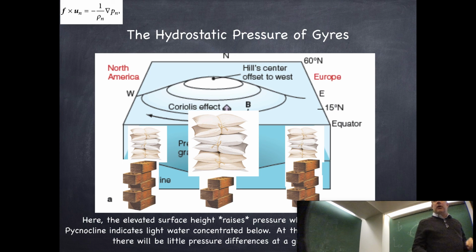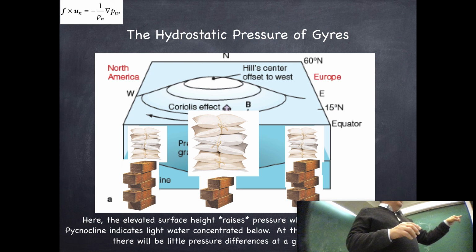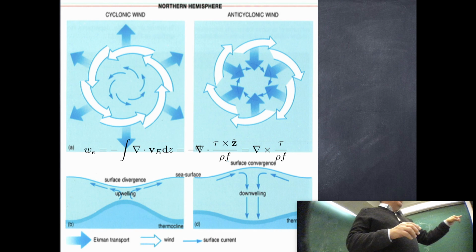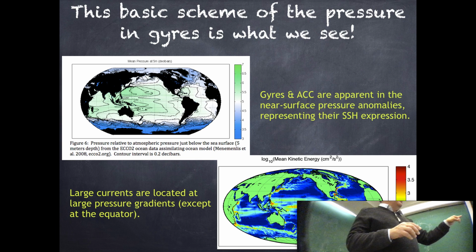This happens in the gyres in the ocean, where you have tall stacks of pillows, places where the water above the thermocline is thick, and short stacks of pillows where the water above the thermocline is shallow, and then different heights of stacks of bricks below, which is an oceanography class question. You can think about this in terms of upwelling and downwelling features.